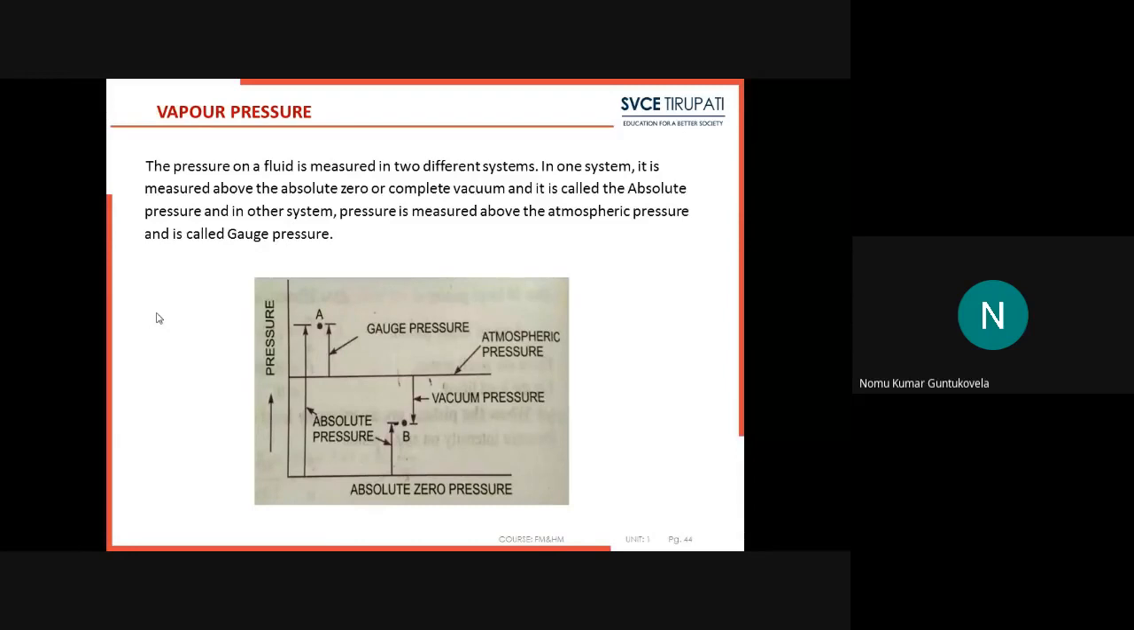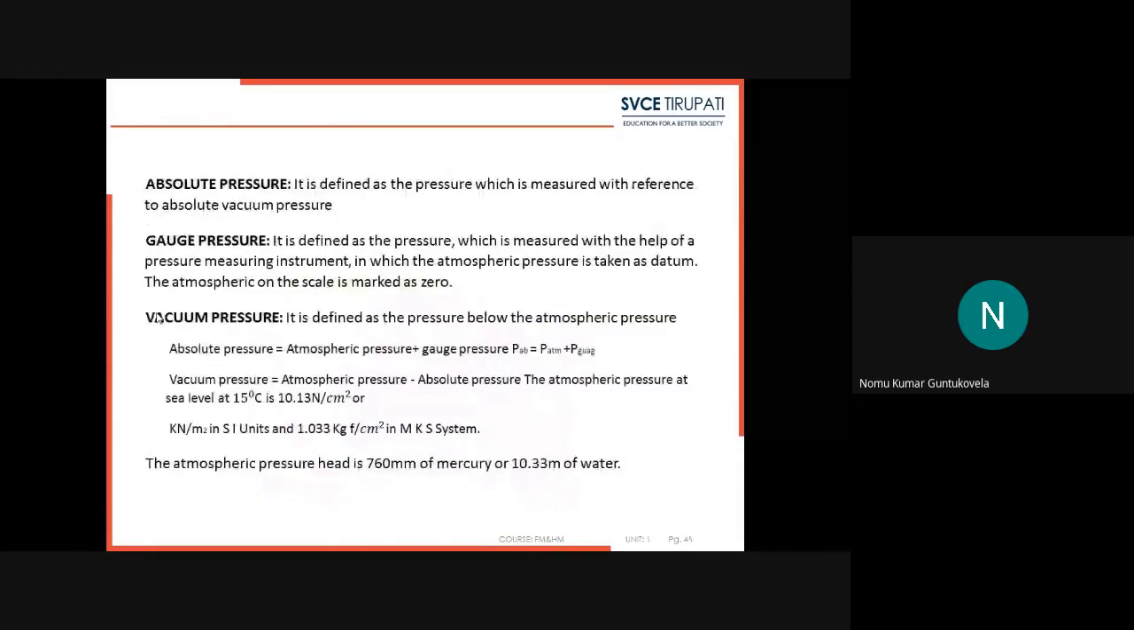First, we need to know what absolute pressure is. Absolute pressure is defined as the pressure measured with reference to absolute vacuum. Gauge pressure is the pressure measured with the help of pressure measuring instruments. So I'll come to these pressure measuring instruments.